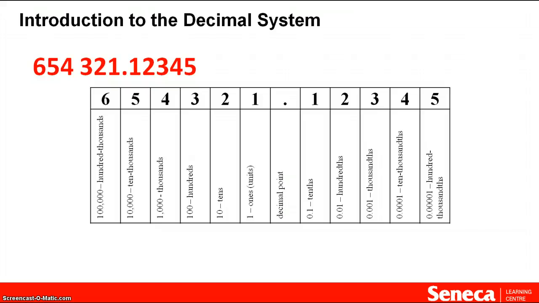The decimal system pretty much represents different values of numbers. If we look at the example number 654,321.12345, we'll notice that each number can be divided into their own units or values. Therefore, if we look at the number 2, the number 2 represents tens. Within this value, we have two tens. We now know that this 2 represents 20.